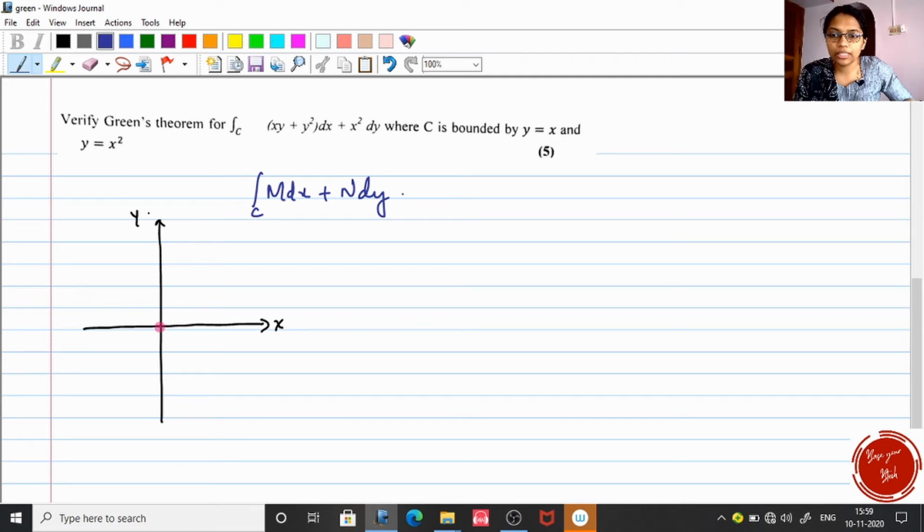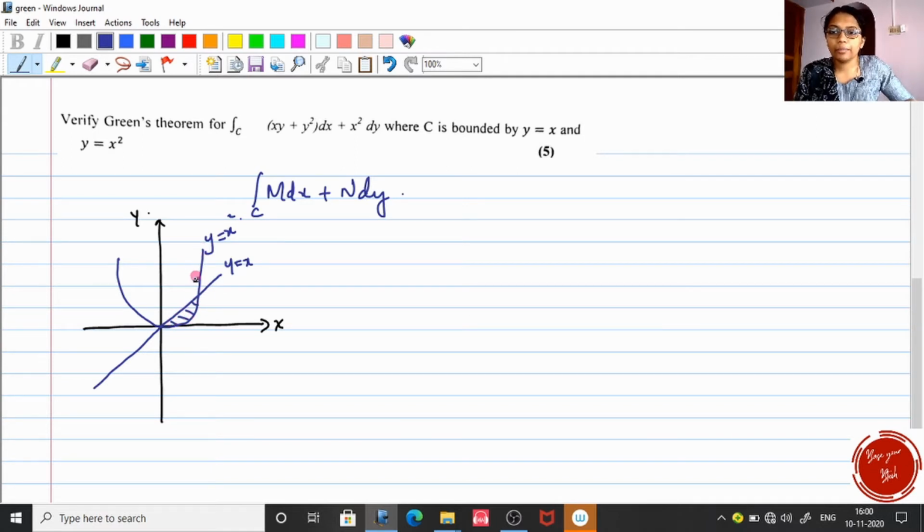So y equal to x means a line that passes through the origin, and since the coefficient of x is a positive number, which is 1, we have a positive slope. So this is your y equal to x curve, and y equal to x² means it is a parabola that encloses the positive y axis, because y doesn't have any power. So here comes your parabola y equal to x². The region is definitely the region bounded by these two curves, which means this region.